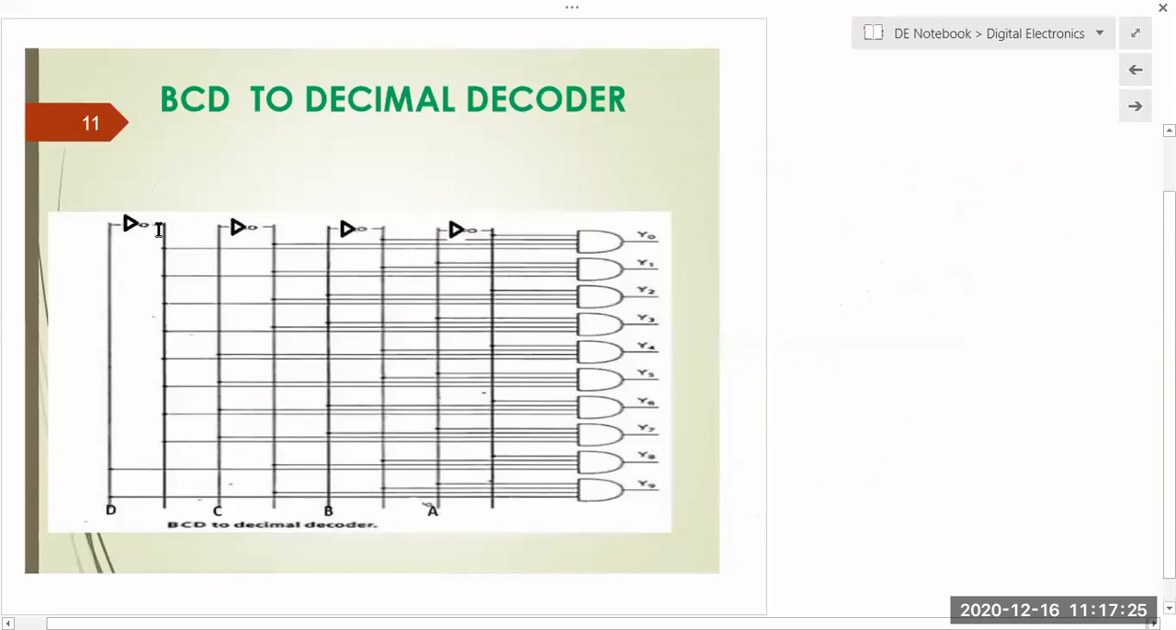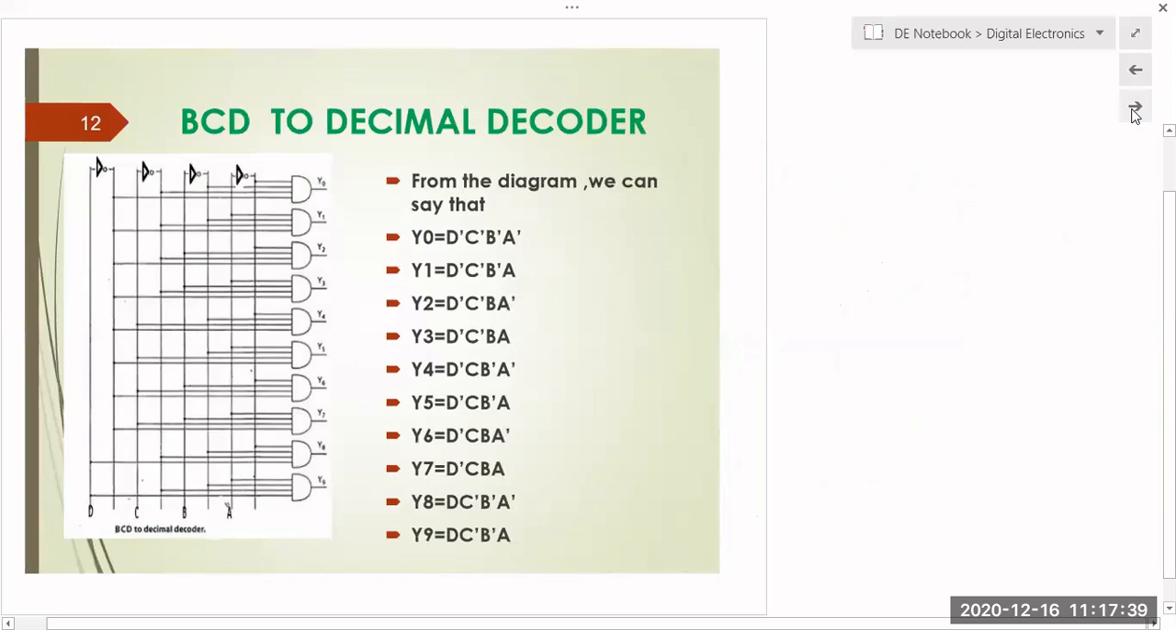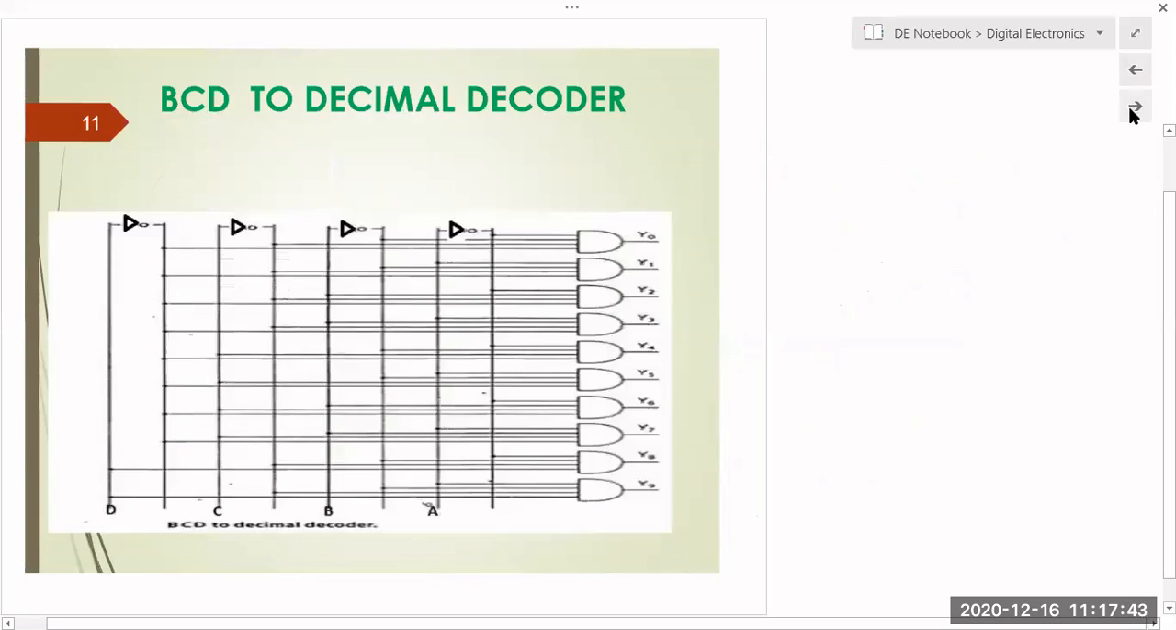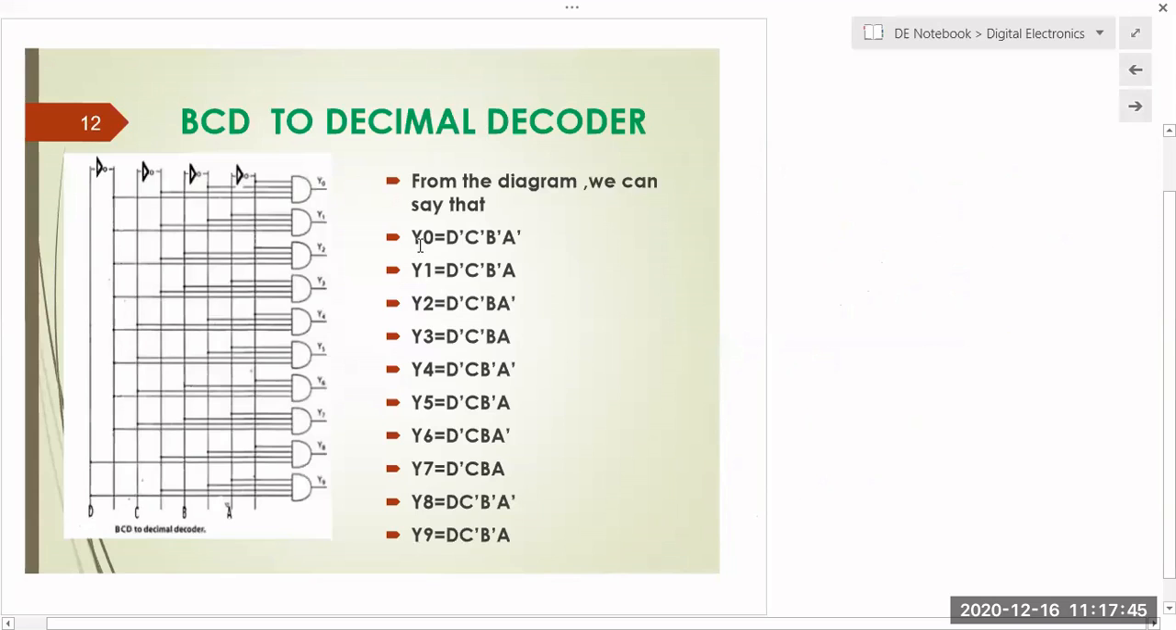So when D prime, C prime, B prime and A prime are connected, we get Y0. And for Y1, only A is connected. Okay. I think this is not clear. You can easily draw, right? So this is your BCD to decimal decoder, in which the expression for Y0 is D prime, C prime, B prime, A prime. And for Y1, D prime, C prime, B prime, A. Clear, right?